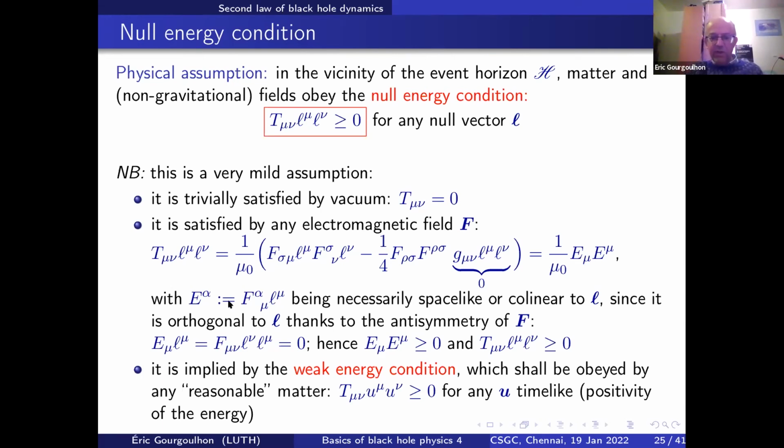But whatever it is, what is interesting is that this product is necessarily non-negative because this vector is orthogonal to L. You can see that by construction: if we define this vector like this and contract it with L, we get this. Because F is antisymmetric, this is the electromagnetic field 2-form, we automatically get 0. And this means that this vector E is orthogonal to L. Now you can convince yourself that a vector that is orthogonal to a null vector is necessarily space-like or null.